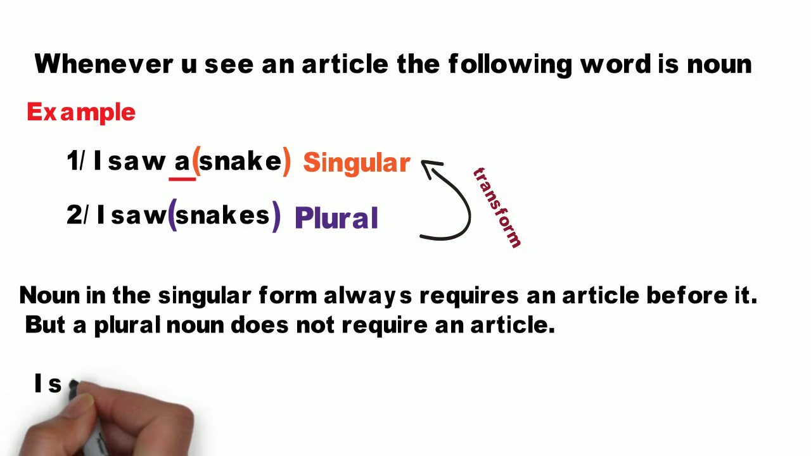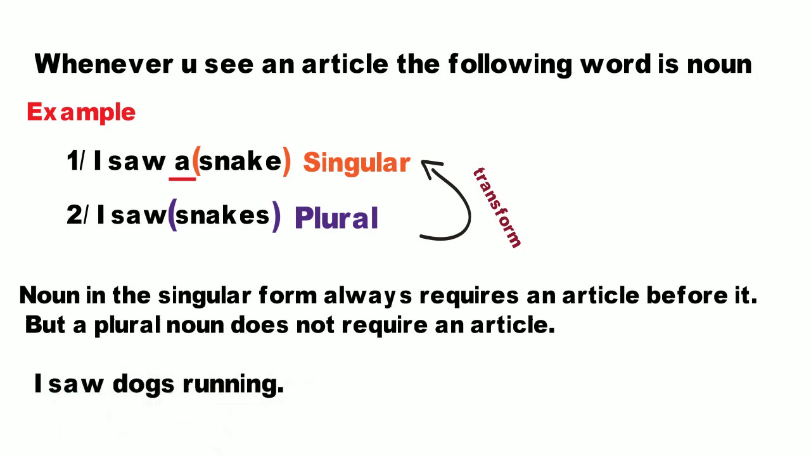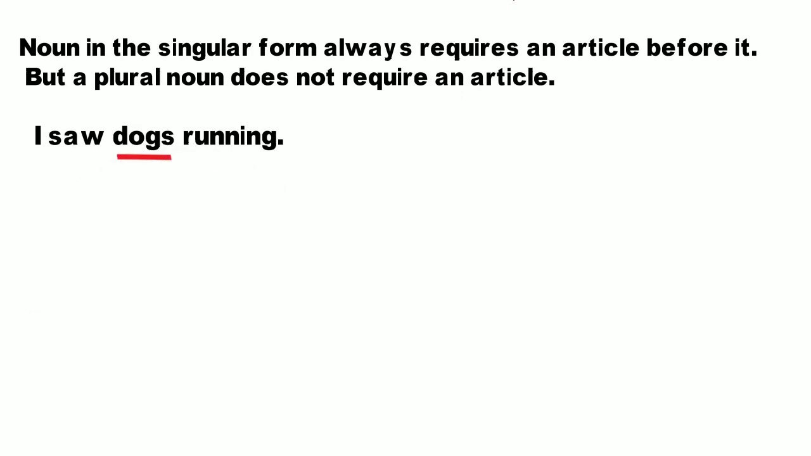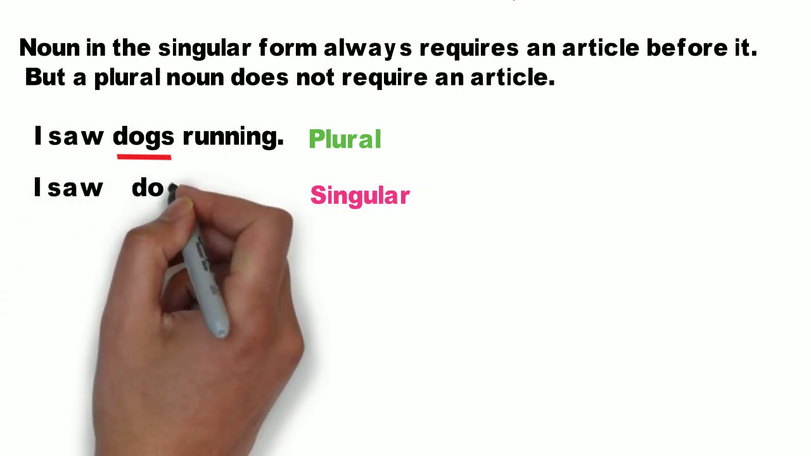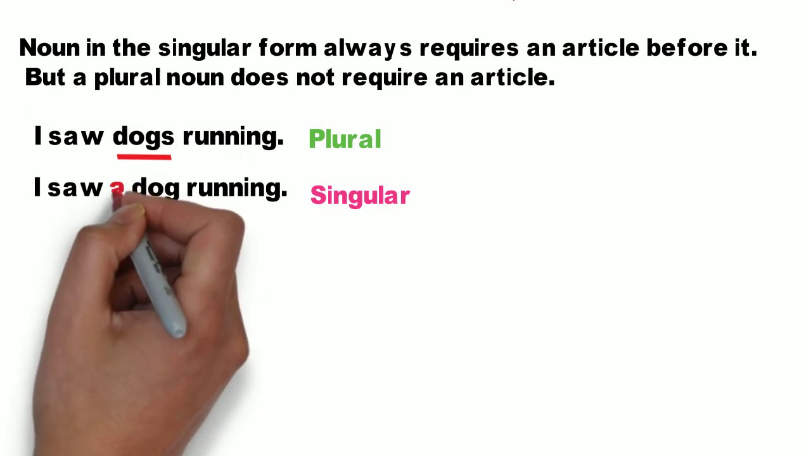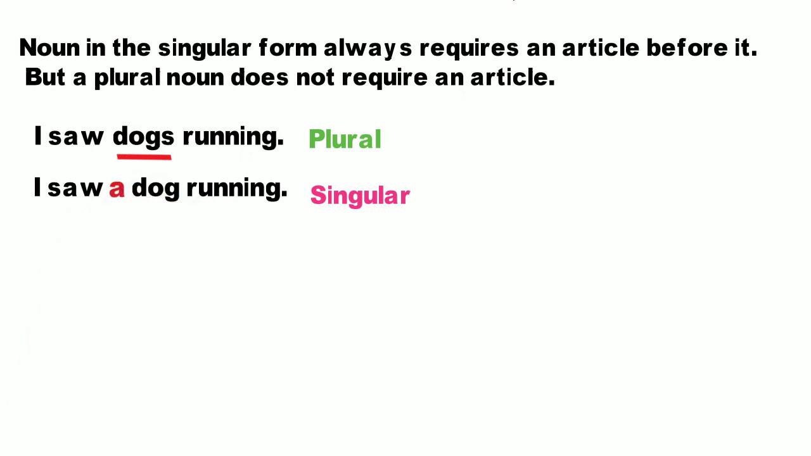Let's give an example. I saw dogs running. So to identify whether the word dogs is a noun, first check if it names something. So dog is an animal. This is the first indicator. Now let's transform it to its singular form and try to put it in the sentence. Now let's read it. I saw dog running. Does it sound correct and natural? It does not. If we add the article a, I saw a dog running. Now it's correct and sounds more natural.